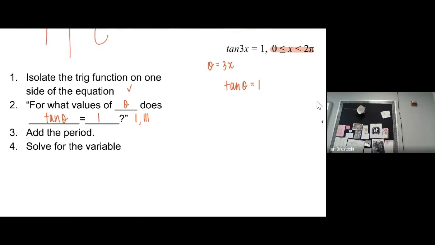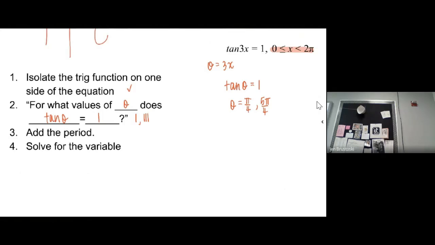Okay, so we want to write that out. Hold up, we've got to say what those values are. So in the first quadrant, where's tangent equal to 1? Yeah, pi over 4. And then in the third quadrant, it's 5 pi over 4. So theta is equal to pi over 4 and 5 pi over 4.